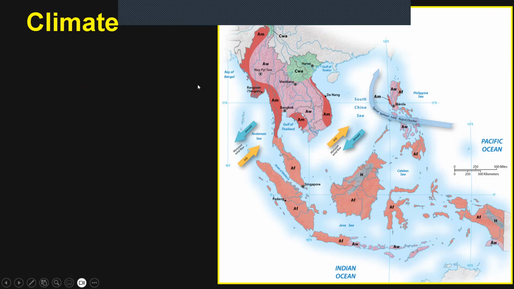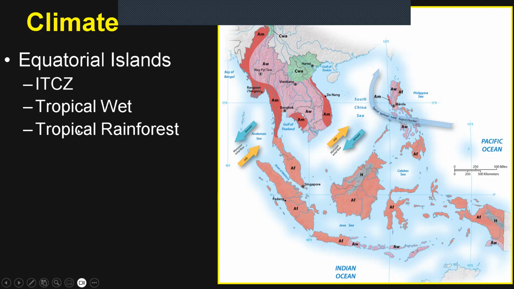Now, in terms of the climate, we have a couple interesting ones. If you're looking right down by the equator, you have these equatorial islands. And so they lie right on the equator. As you can see with Indonesia, it's right at 0 degrees. And that's the ITCZ, the Intertropical Convergence Zone, where all those trade winds from the north and the south come together and they uplift after they're getting heated, and it rains a lot. So you have that Af tropical wet climate and a lot of tropical rainforest.